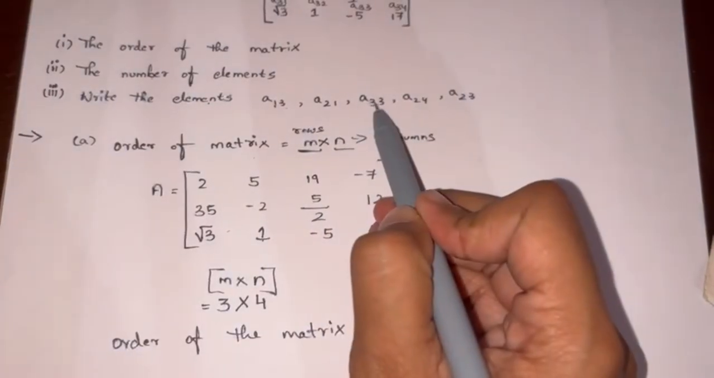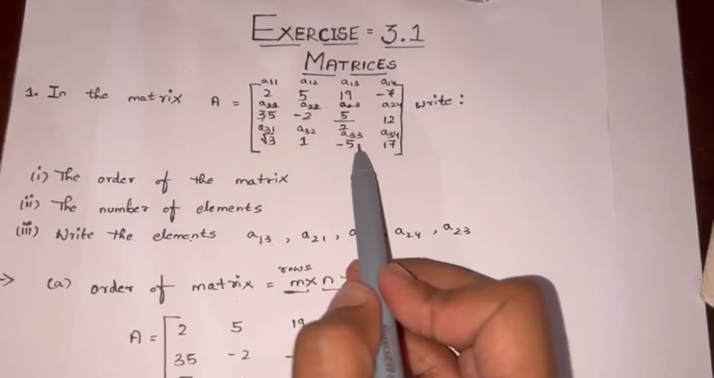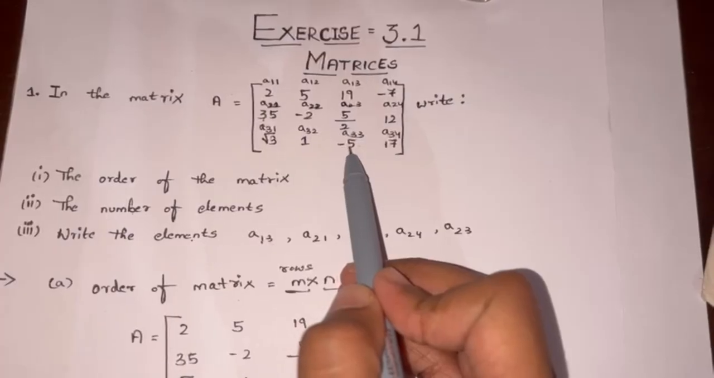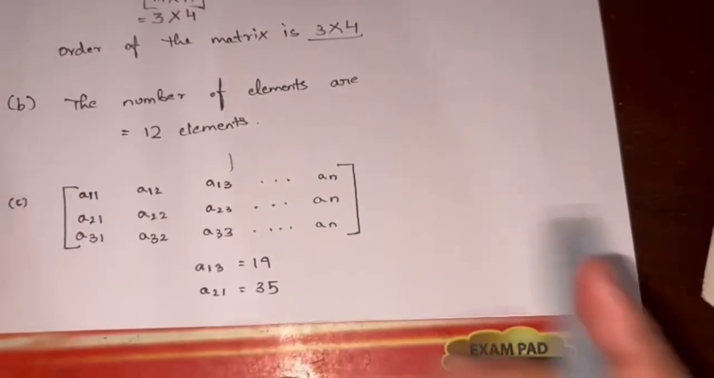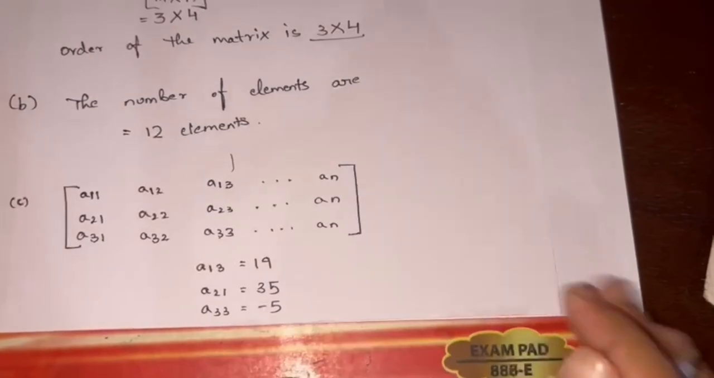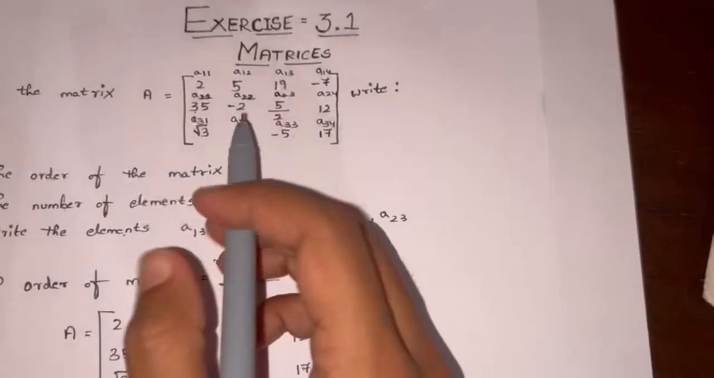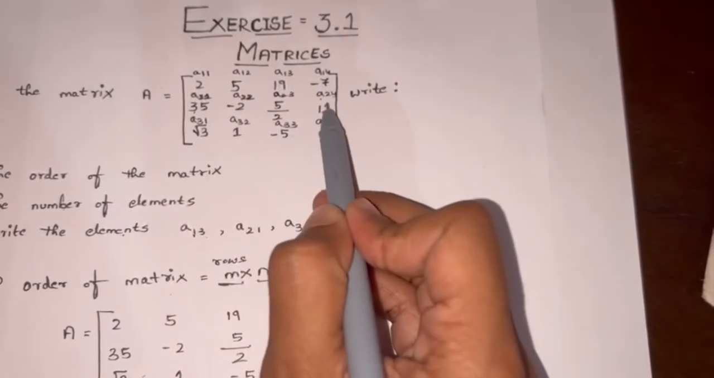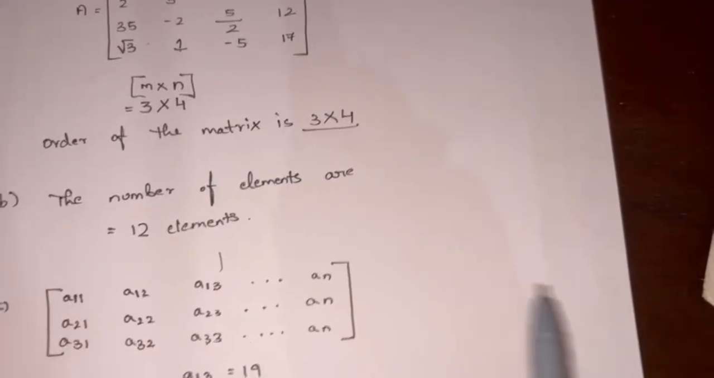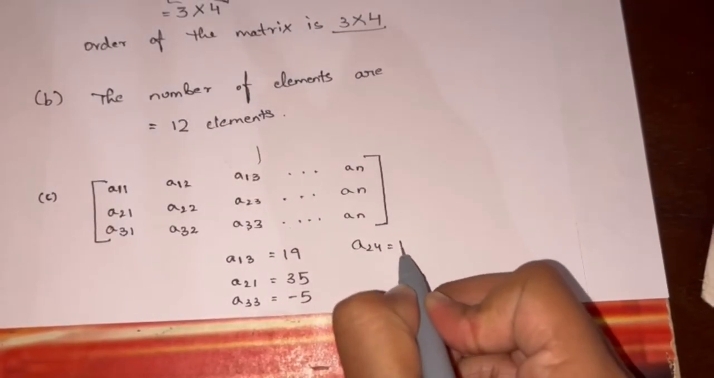The third one is A33. So let's see what is A33 here. A33 is nothing but minus 5. So we can write A33 is equal to minus 5. Then the fourth element to find is A24. So let's find where is A24. A24 is nothing but 12. So we can easily write A24 is equal to 12.